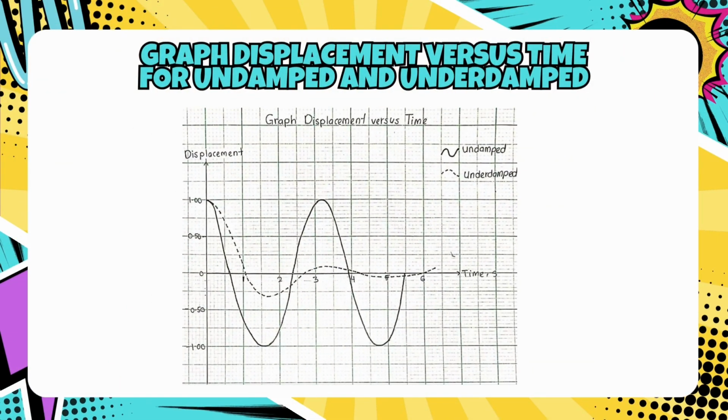So here is the graph for displacement versus time for undamped and underdamped. Basically, this graph we obtained from the equation that we calculated previously.